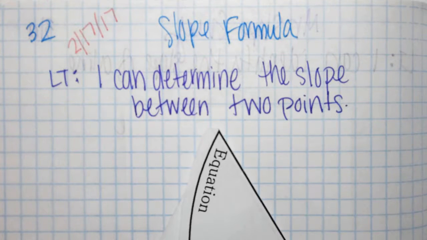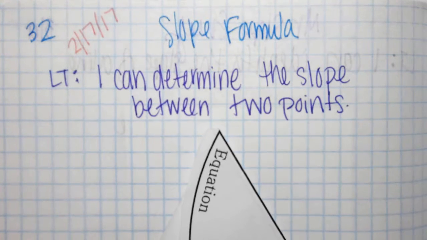Is that LT? Yes, for learning target. So it says I can determine the slope between 2 points. Now, what is slope? What does that mean? Like the different ways the line can go.